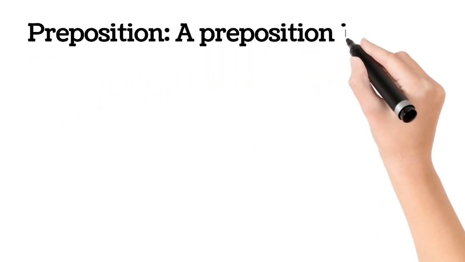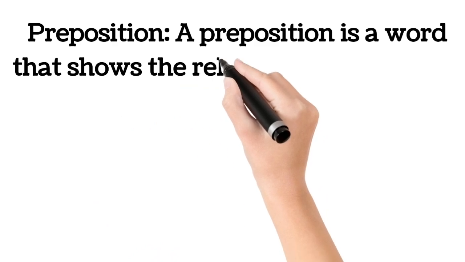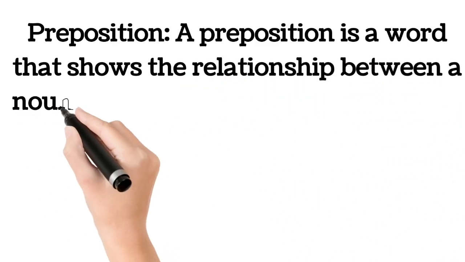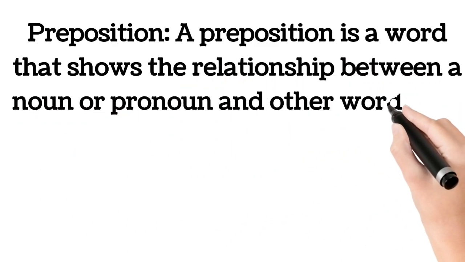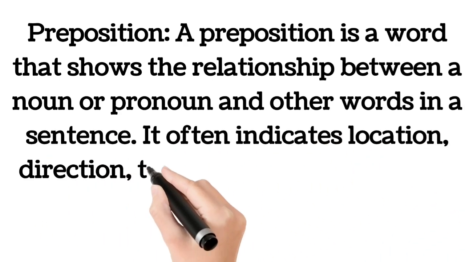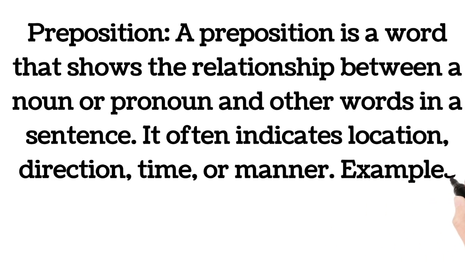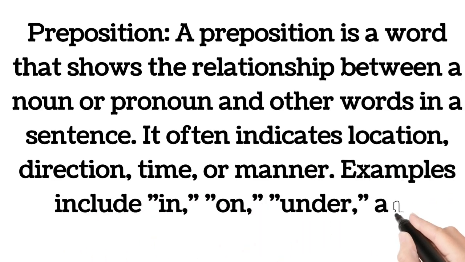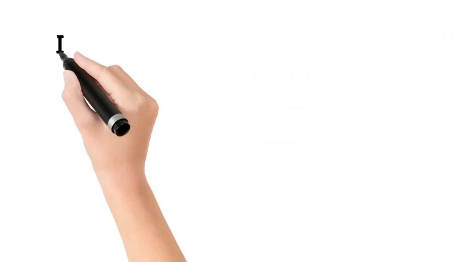Preposition. A preposition is a word that shows the relationship between a noun or pronoun and other words in a sentence. It often indicates location, direction, time, or manner. Examples include in, on, under, and with.